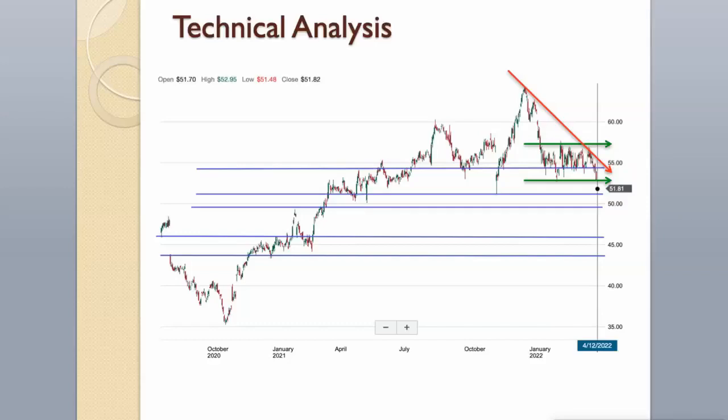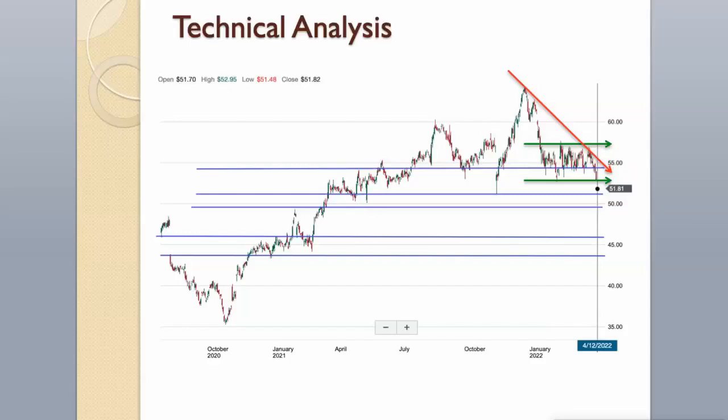Support levels are around $51.20 and $49.40. Next support levels are around $46 and $43.80. Resistance levels are around $52 and $54.60. Next resistance level is around $57.20.